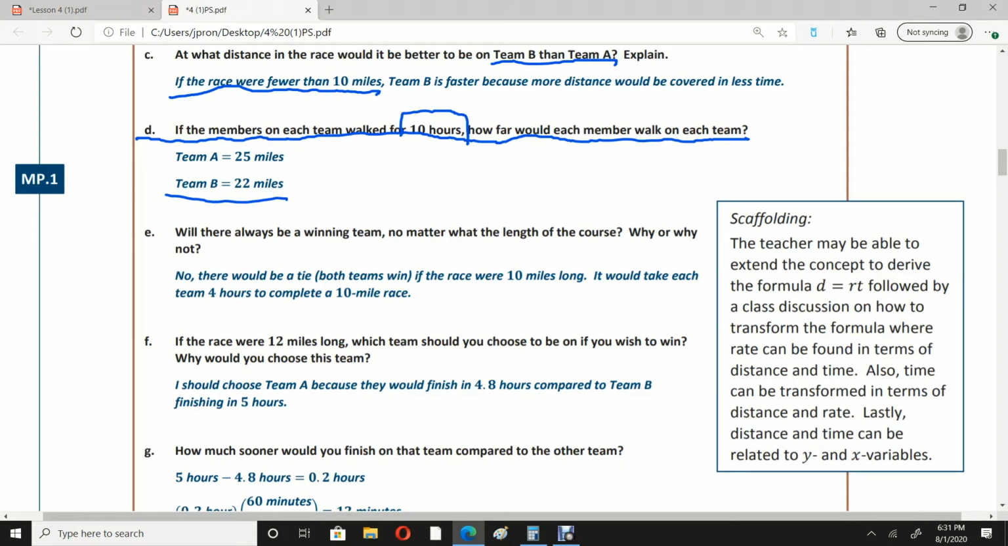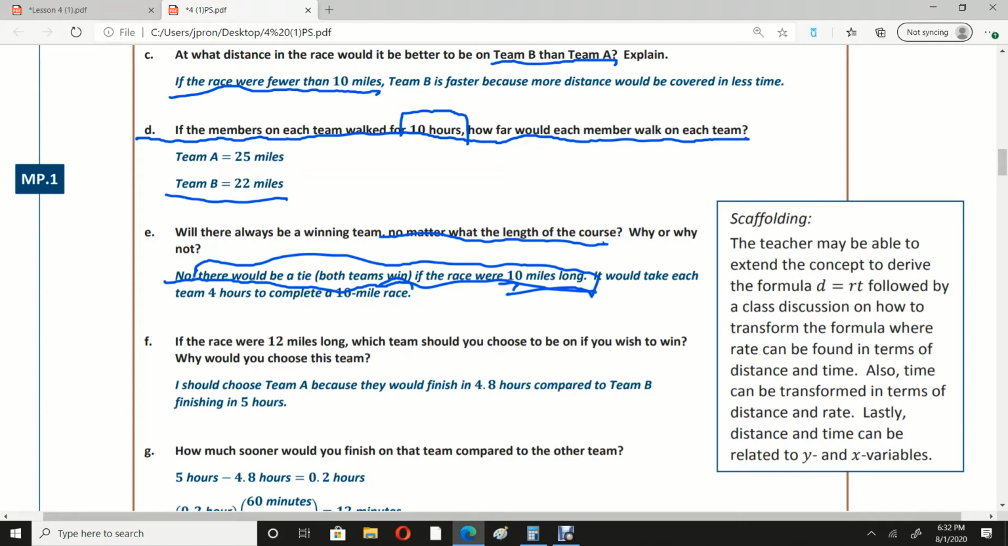Great. Will there always be a winning team no matter what the length of the course? Why or why not? Could there be a tie? Was how I phrased that. No. There would be a tie. Oh, right. Okay, because of the way they phrased it. They're saying that there could be a tie, and it would be at 10 miles. There would be a tie at 10 miles. I just don't love the way they phrased that question. But again, if you mentioned that they would tie at 10 miles, that's good enough.